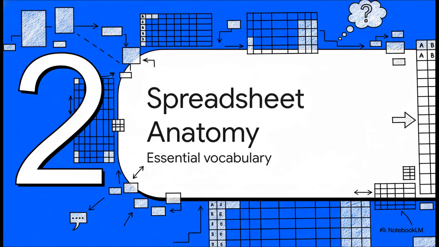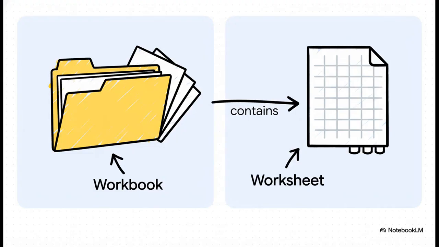Okay, so we know what it is. Now let's learn the lingo. To really get comfortable with Excel, you've got to know the basic vocabulary. So let's break down the anatomy of a spreadsheet. First things first, a super common point of confusion: workbook versus worksheet. But it's actually really simple. Think of the workbook as the entire book. It's the whole Excel file. The worksheet is just a single page, or one of those tabs at the bottom, inside that book. And you can have a whole bunch of worksheets inside just one workbook.